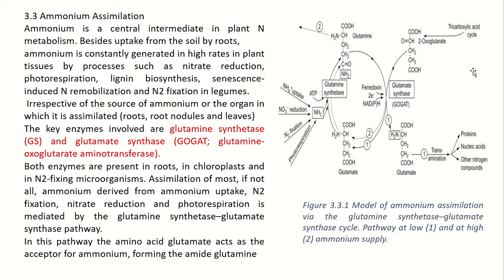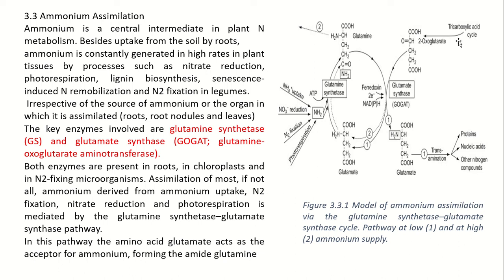So glutamic acid and glutamate, as I said, glutamine synthetase and glutamate synthase. Okay, synthetase means glutamine, synthase means glutamate. As I said, it uses NADPH or reduced ferredoxin. This is the cycle from glutamate to glutamine. And ammonia uptake, nitrate uptake, nitrogen fixation, and photorespiration, in these four, ATP is generated and ammonia assimilation occurs. So ammonia assimilation is the central intermediate in nitrogen metabolism in the plant.